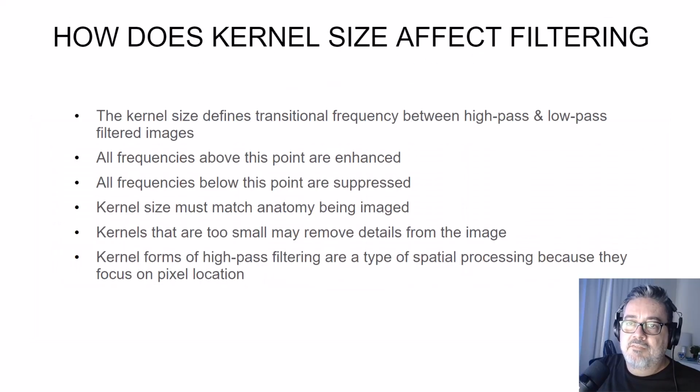How does kernel size affect filtering? Please make sure to watch the videos in the module about what is a kernel and how does kernel processing work in the real world. Those do an excellent job of explaining what a kernel is and will serve as a good background. A kernel is basically an operating system inside the software that divides the image into high-frequency signals and low-frequency signals in the spatial domain. It's going to function similarly for general X-ray to allow some of the frequencies pertaining to specific anatomy to be enhanced or suppressed in the spatial domain instead of the frequency domain. The kernel size must match the anatomy being imaged. If it's too small, then it may remove details from the image that might be pertinent.